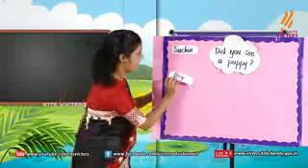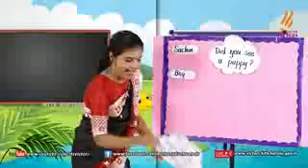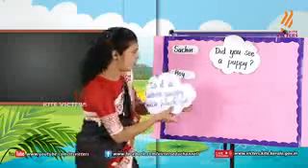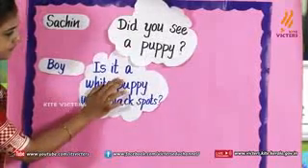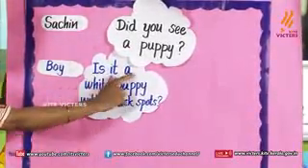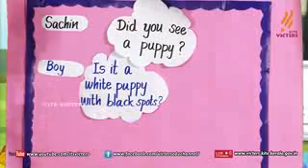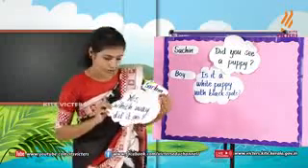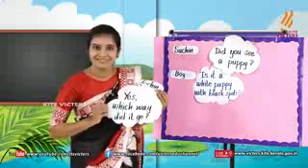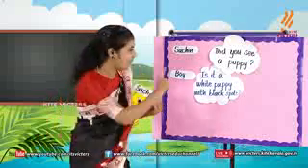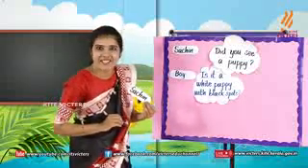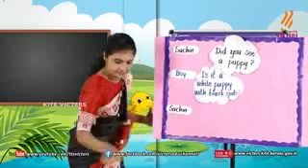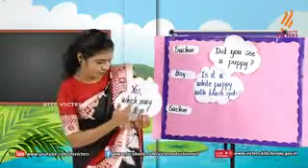The boy is asking, is it a white puppy with black spots? Then Sachin said, yes, which way did it go? Sachin's puppy is a white color puppy with black spots, isn't it? So, Sachin said, yes, which way did it go?